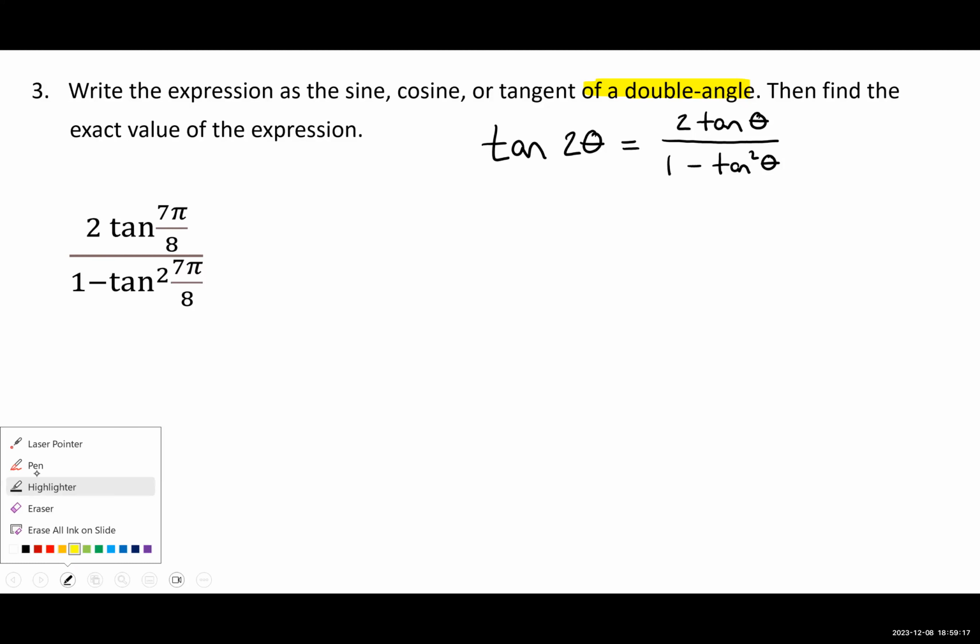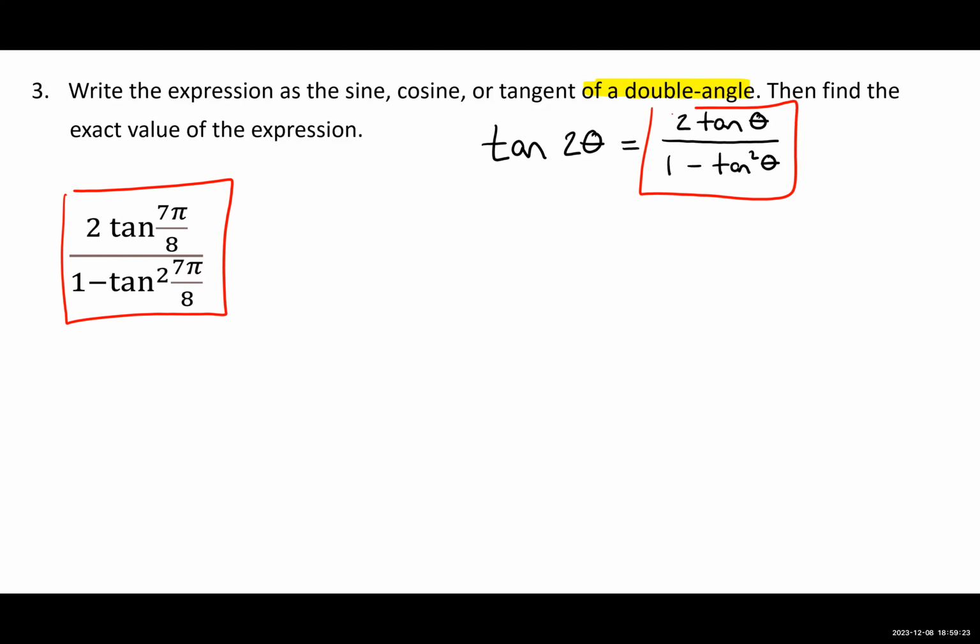Right, look at this. I mean, this right here looks like this right here. So you've got 2 times the tangent of 7 pi over 8 divided by 1 minus the tangent squared of 7 pi over 8. That means 7 pi over 8 is our theta. That's our angle for this problem. Theta is 7 pi over 8.